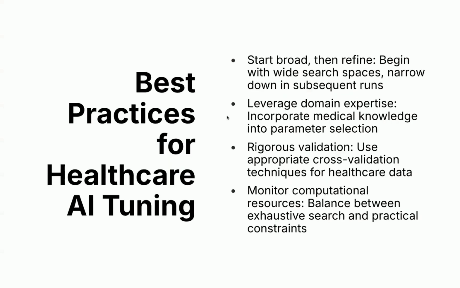So some of the best practices for tuning these models are to start broad and then refine. So begin with a wide search space and then narrow down in subsequent runs. You can leverage some of your domain expertise as well, so you can incorporate your own knowledge into the parameter selection. You want to be rigorous with validation, so use cross-validation techniques. And you want to monitor the computational resources that you're utilizing, so you want to have a balance between the exhaustive search and the practical constraints.